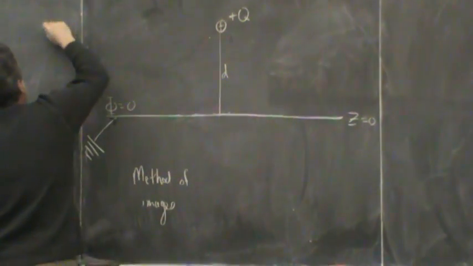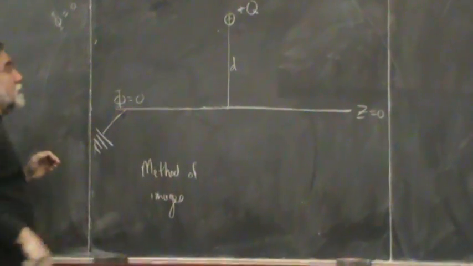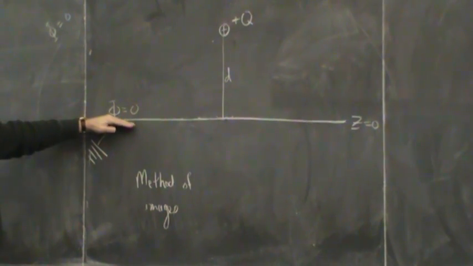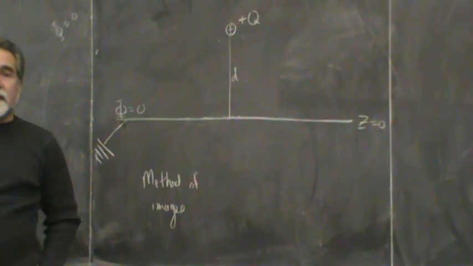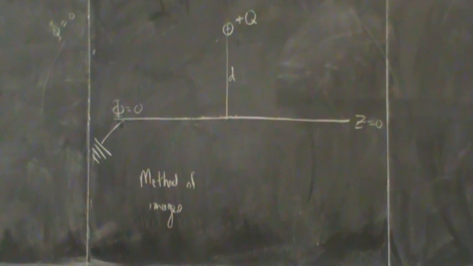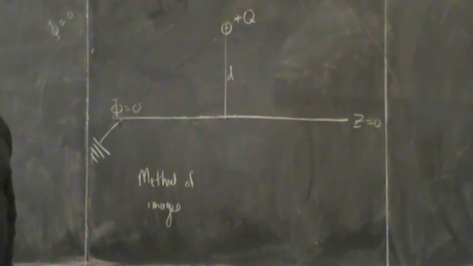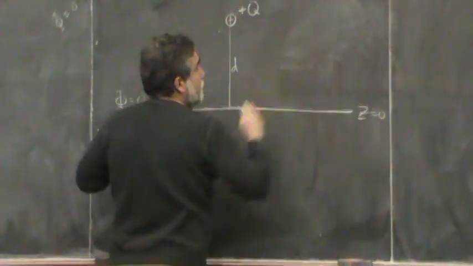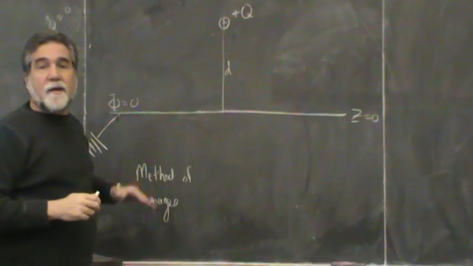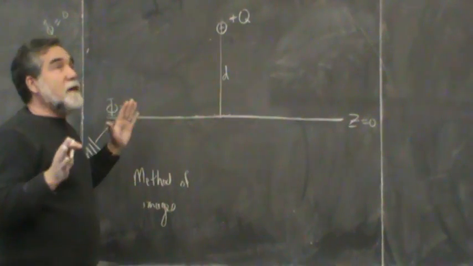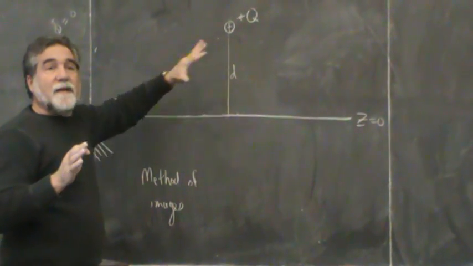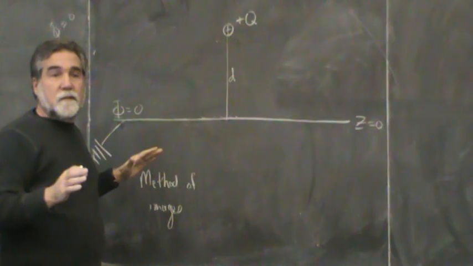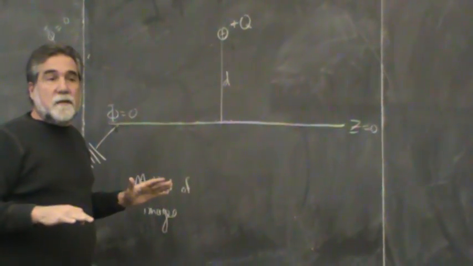Far away, the potential is 0. Here, the potential is 0. And I've got that point in there, right? If I can come up with some simple charge distribution that gives rise to the same potential out here, or rather, if I can find a charge distribution that satisfies all the boundary conditions, then I have found the solution.